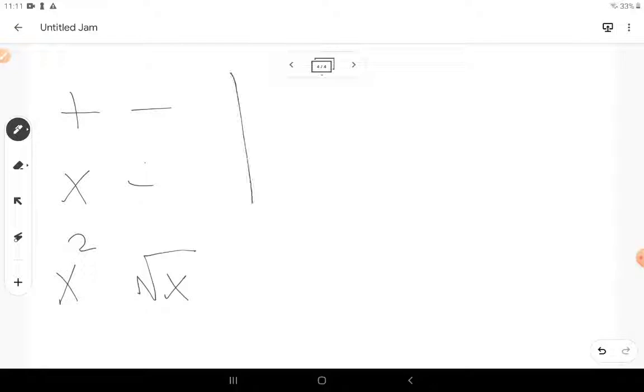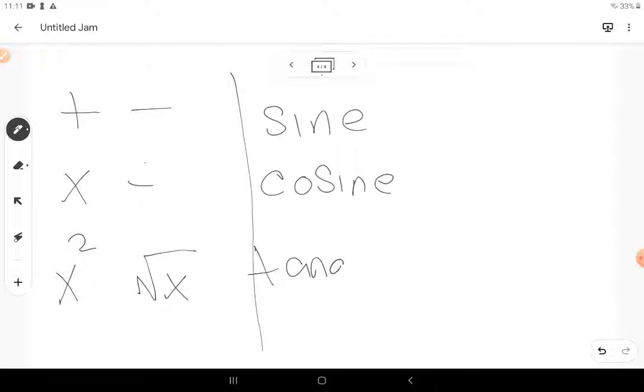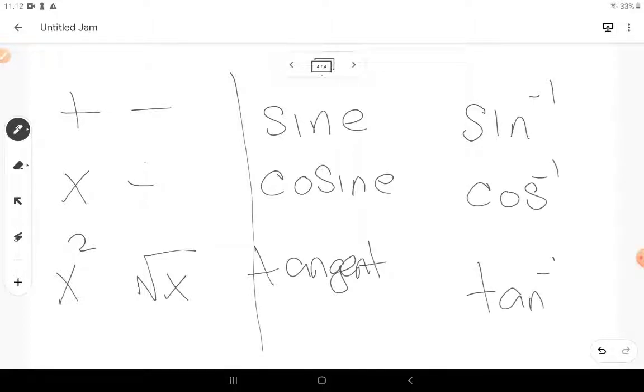With the trig functions, we have sine, cosine, and tangent. Inverse sine is the expression. That's inverse sine. Inverse cosine, and we have inverse tangent. So all that is the opposite. We have sine, inverse sine, cosine, inverse cosine, tangent, and inverse tangent.